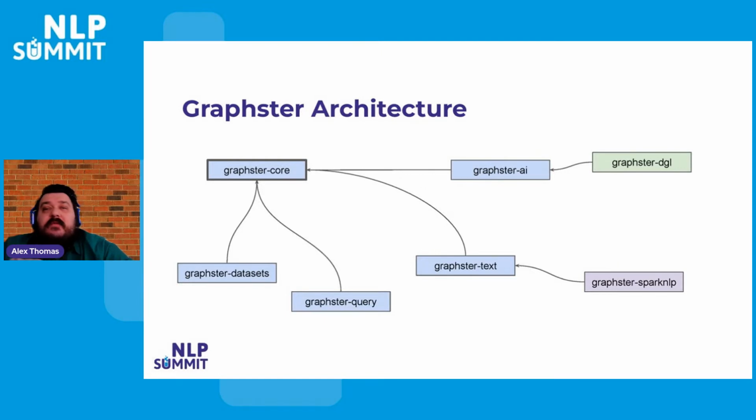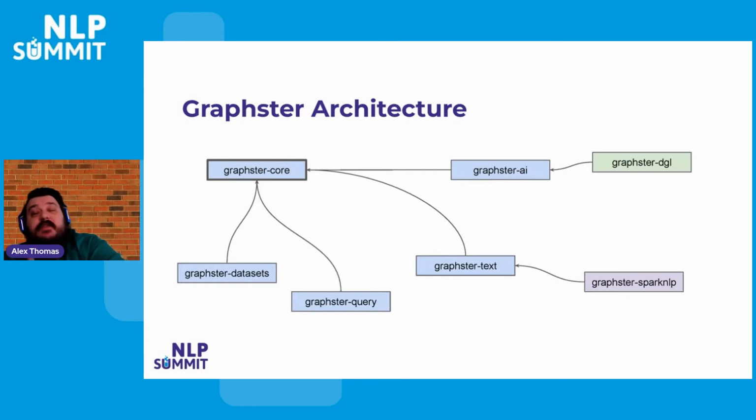After that, we have the Graphster datasets module, and what's stored there is basic I/O, as well as references to certain commonly used datasets that we think people will often want to integrate. Graphster query is a library that lets us query SPARQL on Spark. That way you don't need to do all this processing and then upload it into a triple store like what Vishnu was talking about. You can just query directly on Spark. I'll get more into that later. That's the one I'll be demoing.